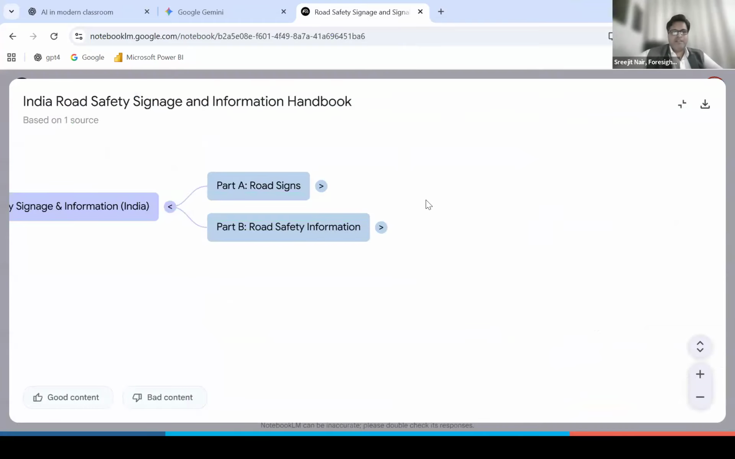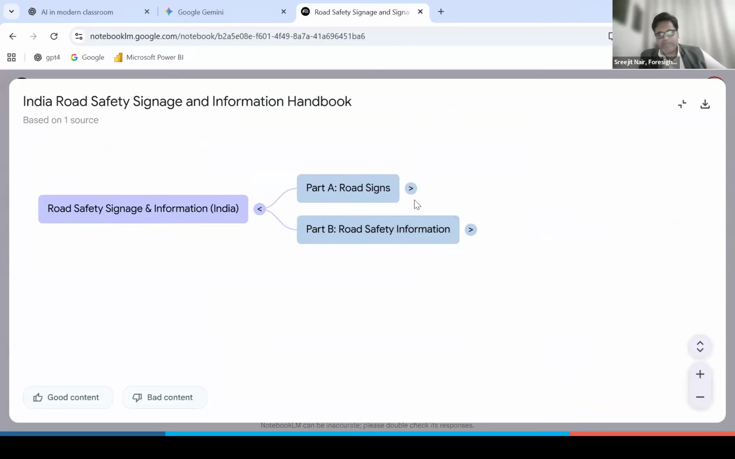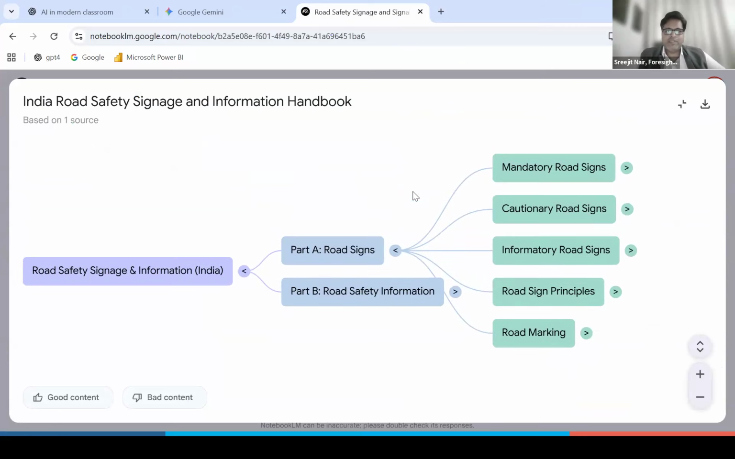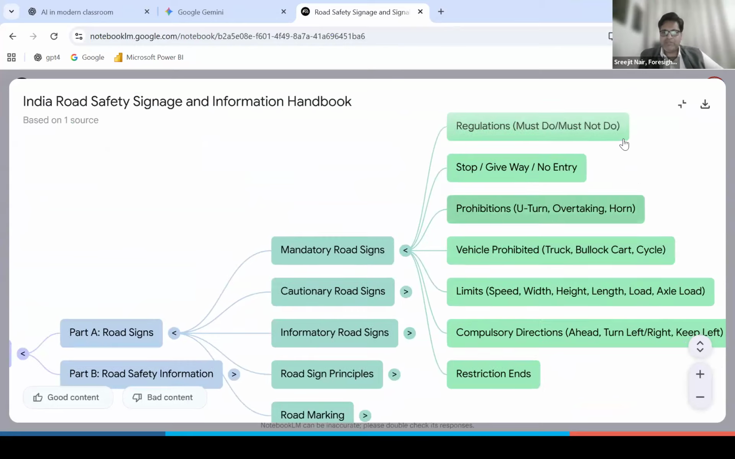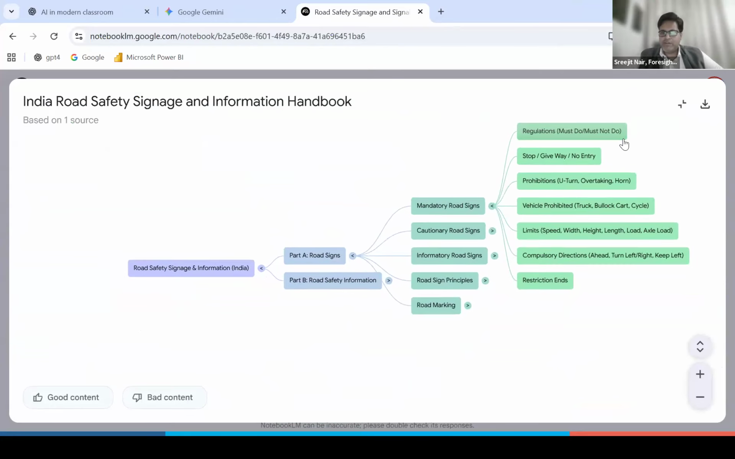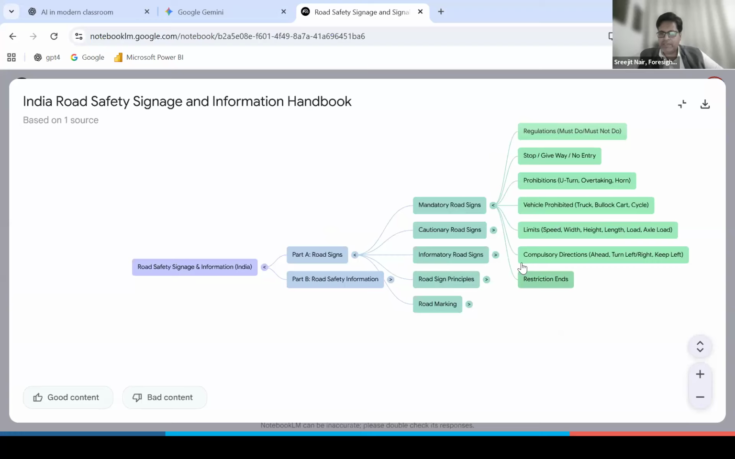see. So those who wanted to know about the mind map, this is the type of mind map it has created. There are two parts of that particular book that I have uploaded. One is road science and one is road safety information within that book. So it has categorized into two. Then it is saying what the subsets of this particular book are. Mandatory is road science. So what is within mandatory road science? Stop, give way, no entry, etc. Restriction ends. So part B, what is part B saying?